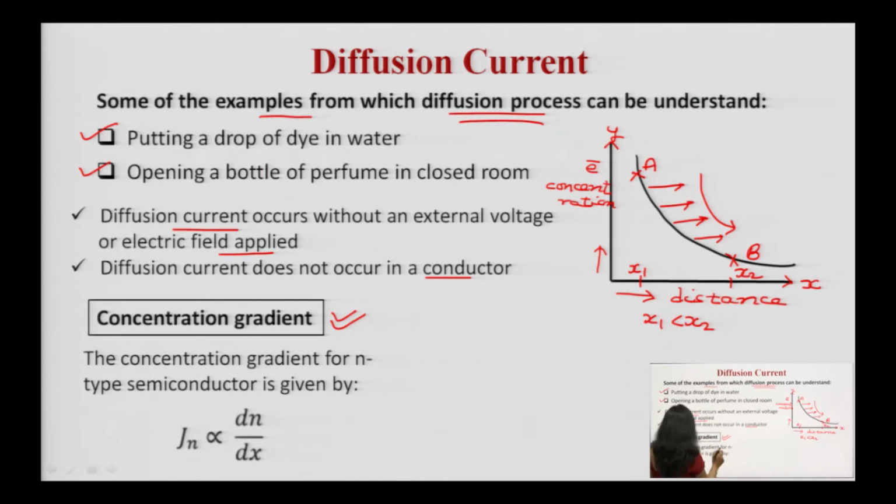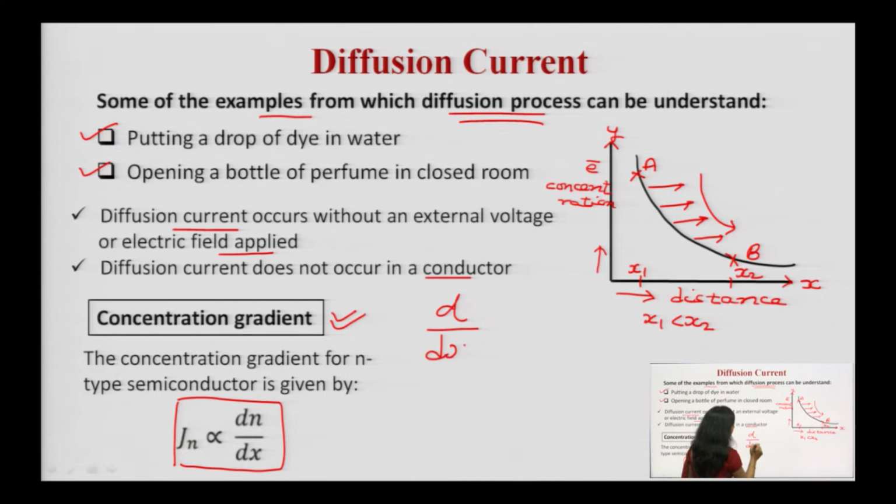See, concentration gradient for n-type semiconductor. If we are talking about an n-type semiconductor, definitely what are in the majority? In an n-type semiconductor, majority charge carriers are electrons. That is why we have plotted this particular curve. If you had to deal with the concentration gradient for holes, you have to take the holes' concentration variation, because holes are in the majority in a p-type semiconductor. So here concentration gradient can be written as what? Jn is directly proportional to dn/dx.